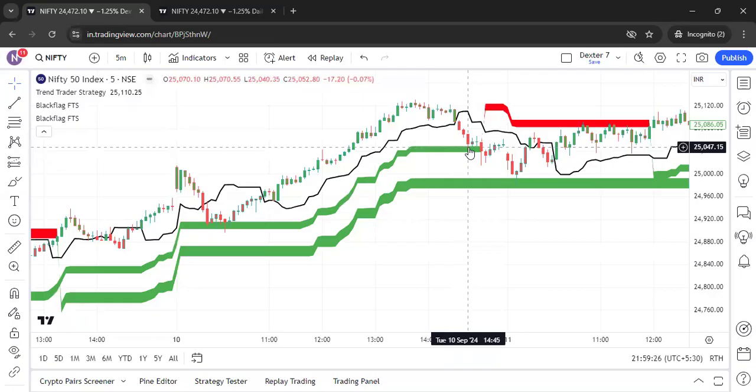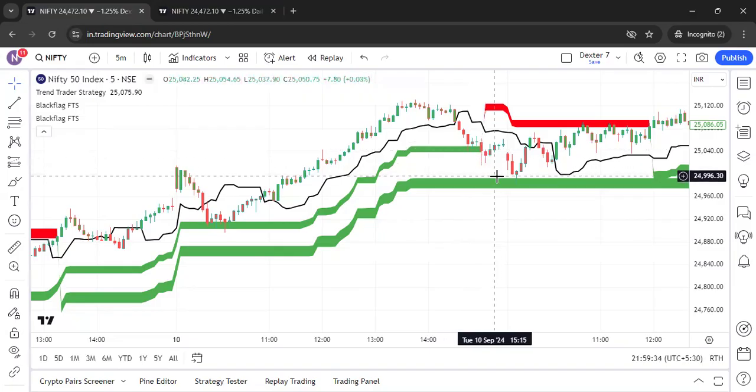A lot of people, if they are willing to take risks, they probably might want to wait, and if the first black flag gets broken, probably there is a very high probability that it might move to the next black flag, which is having the settings of 208, 208. So if you see it, it has worked here.